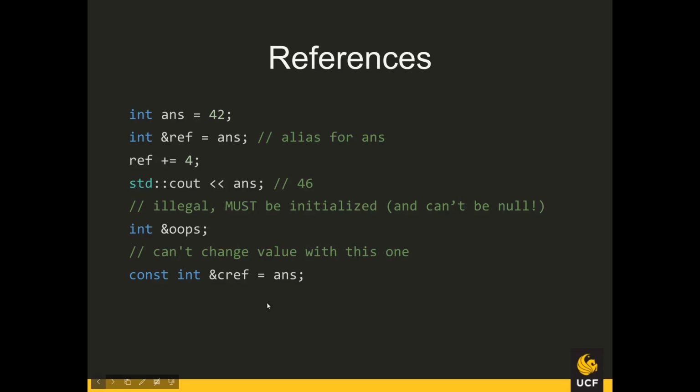You can, however, have a constant reference. And what this means is this is still an alias for ants, but we could not do cref += 4 because we've guaranteed by saying const here to the compiler, hey, we're not ever going to change ants through this reference. Why that's useful we'll see later on when we get to function calls.